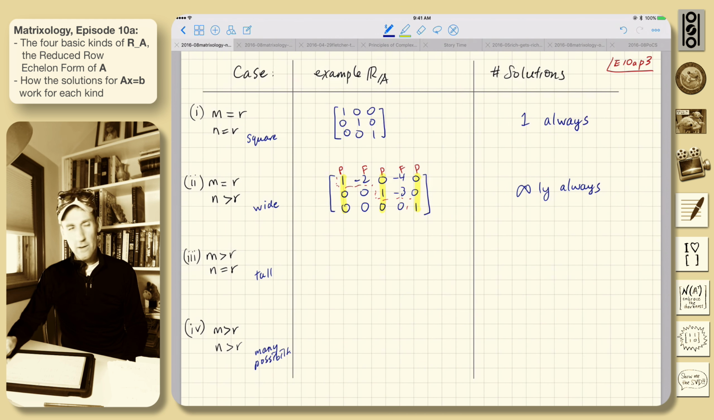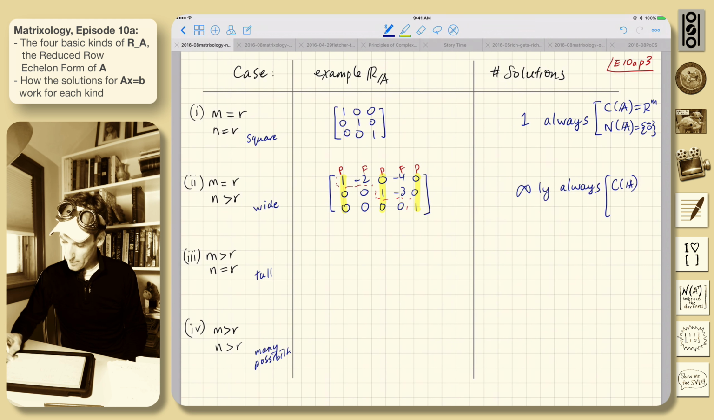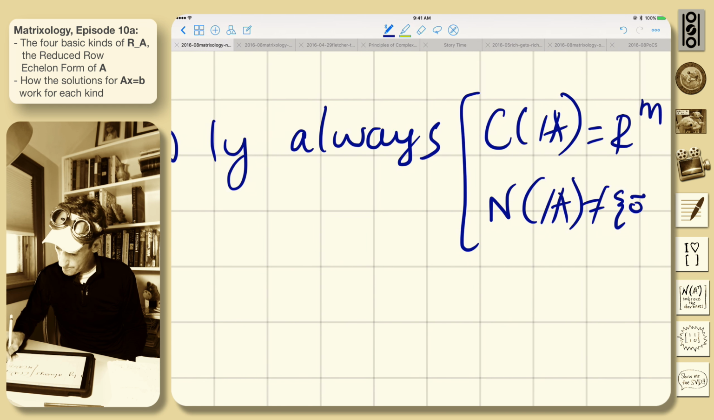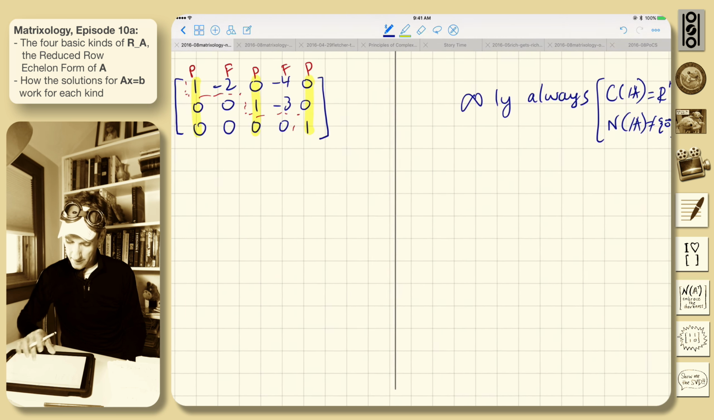And let me add a little annotation here. So the column space of A is equal to Rm here. The null space of A is equal to 0. In this case, the column space of A is equal to Rm again. And the null space of A is not equal to 0. It's not very good. So we're nearly finished with our little example here.